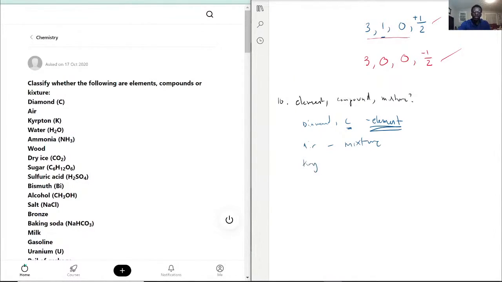Krypton, as the name shows, is just the element krypton. This would also be an element. Alright, water. This would be just a compound and not an element because, as you can see here in its name, it's composed of different things. So water is a compound. And with that note, ammonia is also a compound.